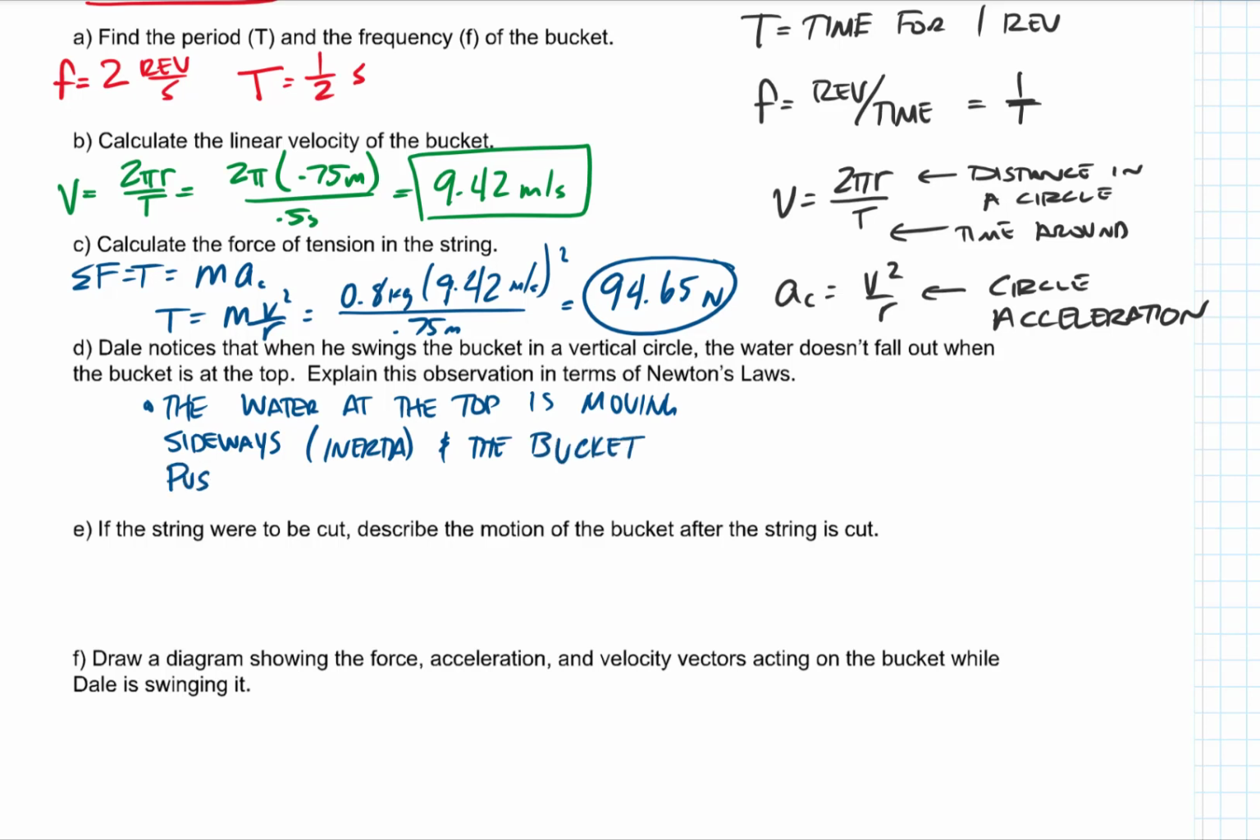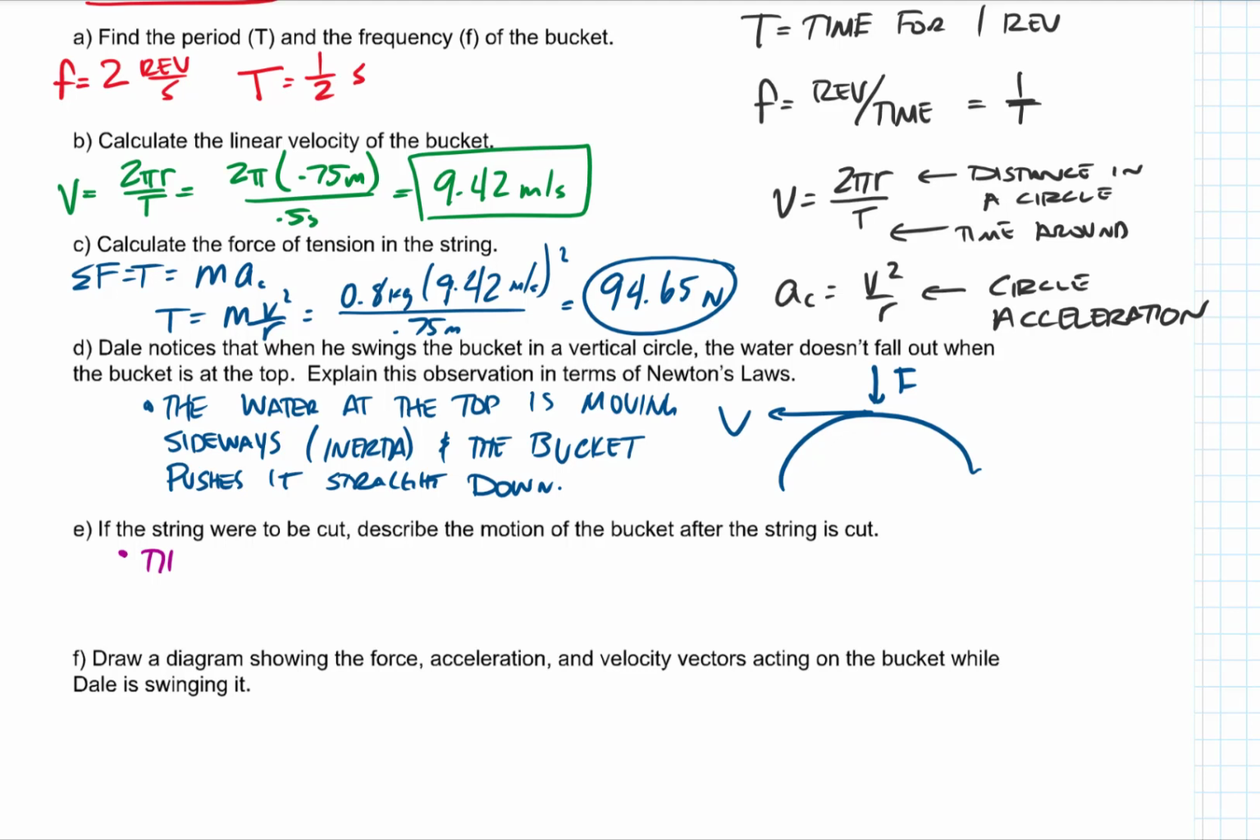The bucket pushes down on it, turning it, but it doesn't fall out because it's not moving down, it's moving sideways. The bucket pushes it straight down to turn it. So when we're at the top, our velocity is tangent to the circle, moving sideways. E is sort of a continuation of that. Force is down, velocity sideways.